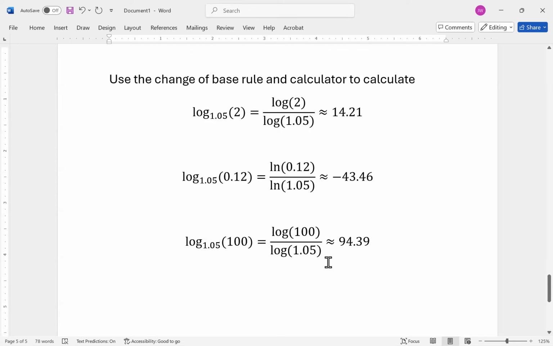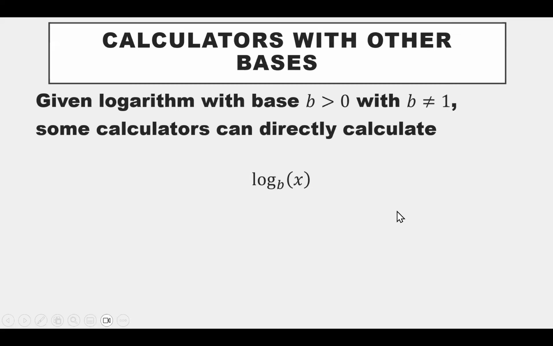But there you go. That's how we can use that change of base rule in order to calculate log of any base of any argument, as long as our base is greater than 0, not 1, and as long as our argument is positive. We see that the change of base rule allows me to calculate log base b of x for any b and any x that makes sense.